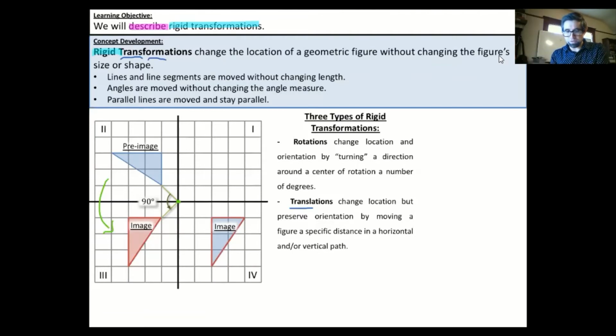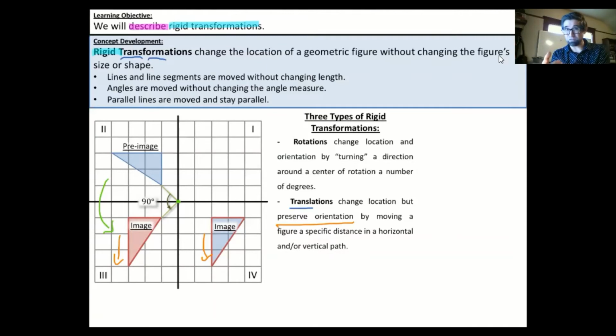And something to note about translations is it doesn't change the orientation, just the location. The triangle, if I can show you this, when I look at it, I think of it as maybe pointing down. Well, it is still pointing down after a translation. So that's what I mean by its orientation doesn't change, or here we say preserves orientation, that it simply moves it by sliding it.